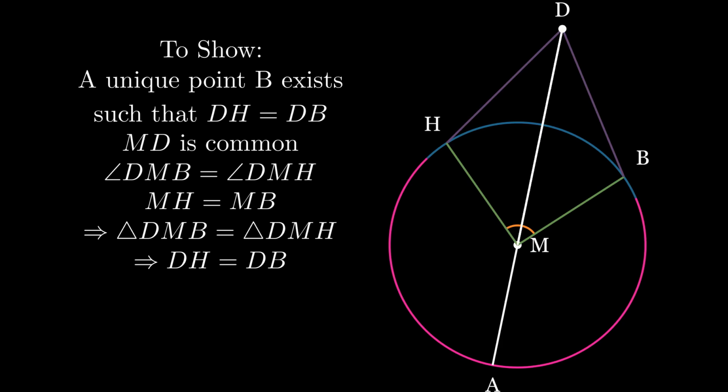Now we know this point is unique because if we pick another point that is on this side of DB, the line from D to that point will be shorter, as we've already proved. And if we pick a point on the other side of DB, then the line from D to that point will be longer than DB, as we have already proved.